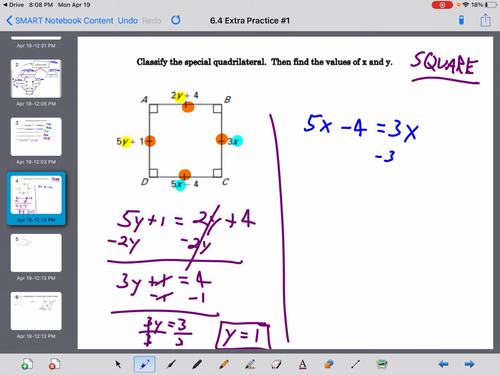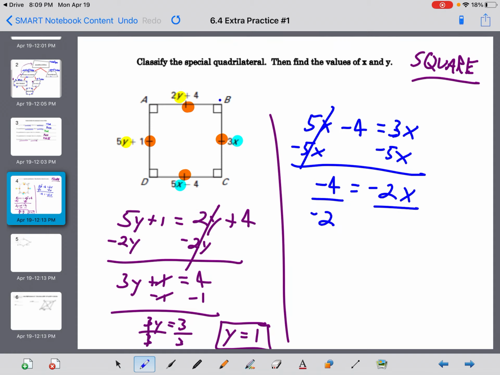Now, if you go to solve the blue, if you follow my general rule of moving the smaller one over, well, if I subtract 3x here, then there's nothing left on the right-hand side, so we cannot do that. We could, but it would be a little longer to solve. I'm going to subtract 5x on both sides, and we're just going to have to deal with negative values for this equation. Negative 4 equals negative 2x, because 3 minus 5 is negative 2. Divide both sides by a negative 2, and we get x equals, a negative divided by a negative makes a positive. X equals 2.